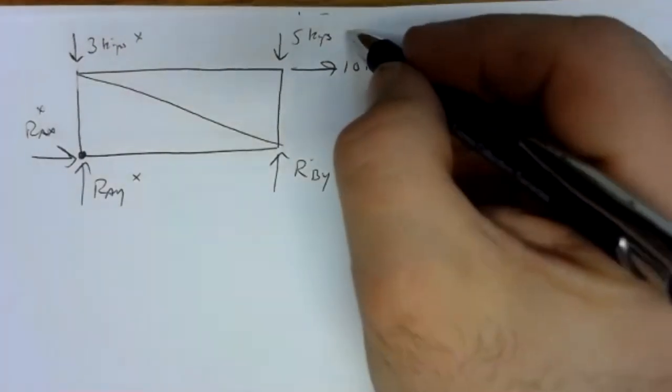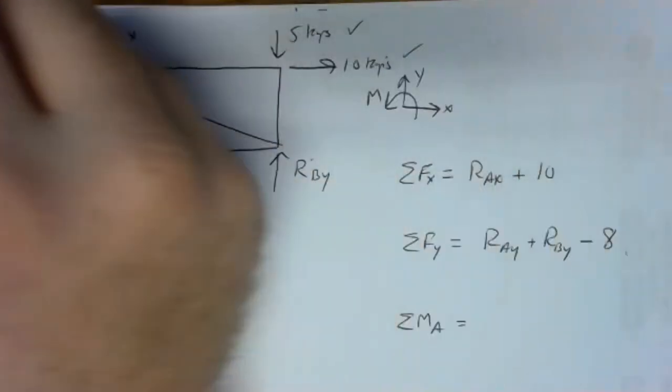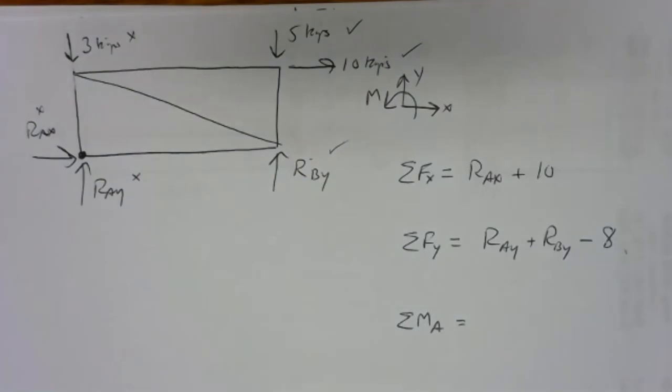But the 5 kip force will definitely have a moment. The 10 kip force will have a moment. Its line of action does not go through the pivot point. And RBY will have a moment. So we're going to have 3 terms. Got to sort out the arms.